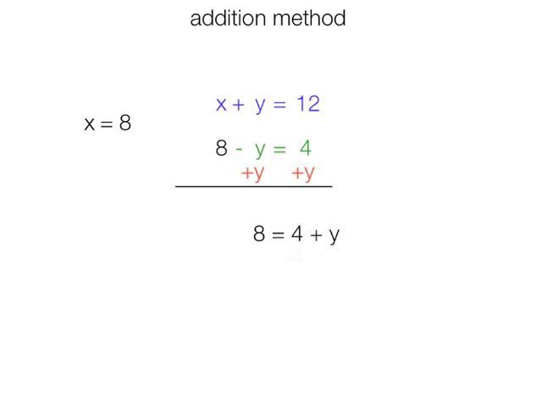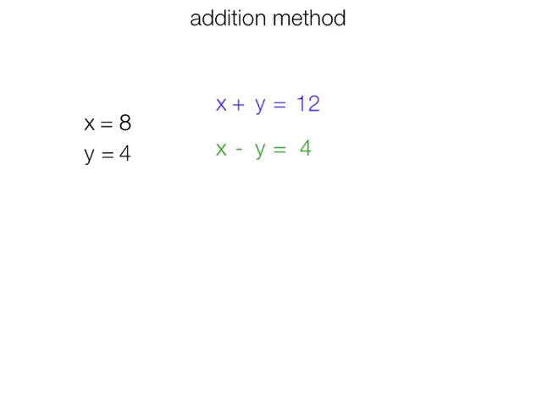Now I want to isolate the y by itself, so I add a negative 4 to both sides of the equation. So it becomes 4 is equal to y, because that 4 and that negative 4 cancel out, so it becomes 4 is equal to y. There you go. So now we have x is equal to 8 and y is equal to 4.